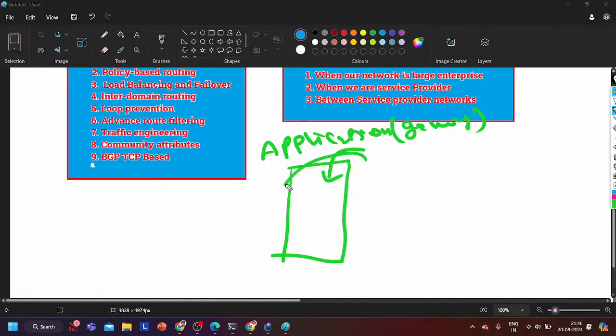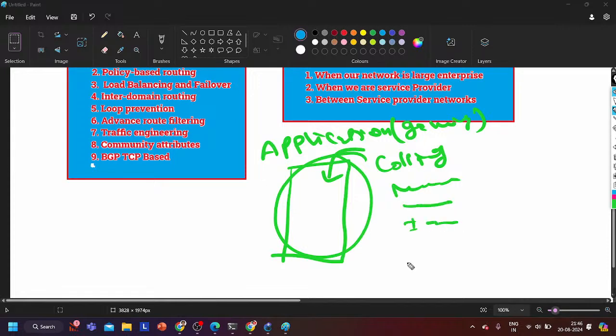Now, I have to keep that server in a separate room where I need what? Cooling. Maintenance. An engineer who will be troubleshooting it. 24 by 7 power. 24 by 7 internet connectivity. And like this, let's suppose you have multiple applications, you need multiple servers.